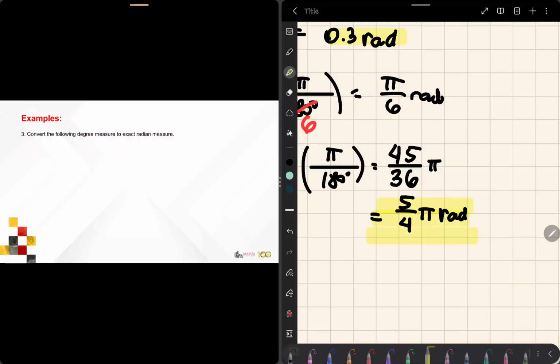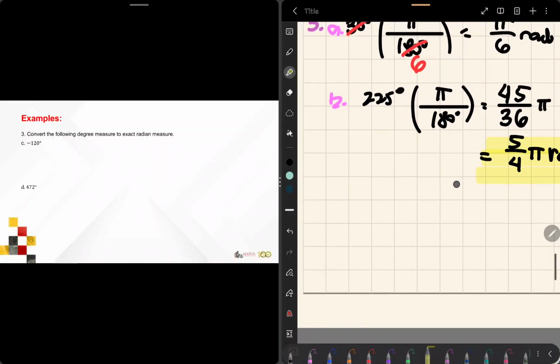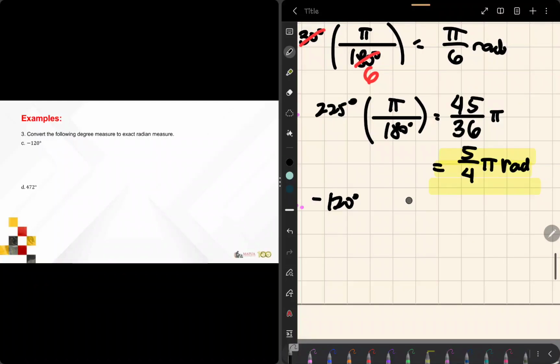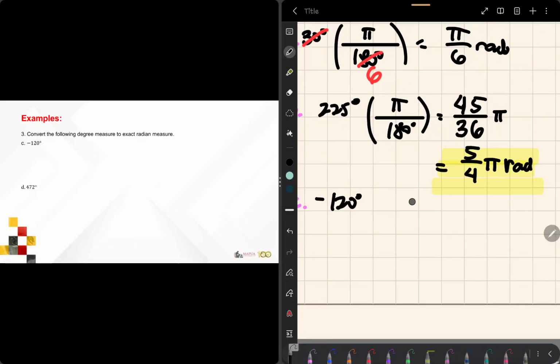There you go. Next, convert the following degrees to exact radian measure. So we just have to do the complete opposite of what we've done here. For letter C, we have negative 120 degrees. So it's the opposite.